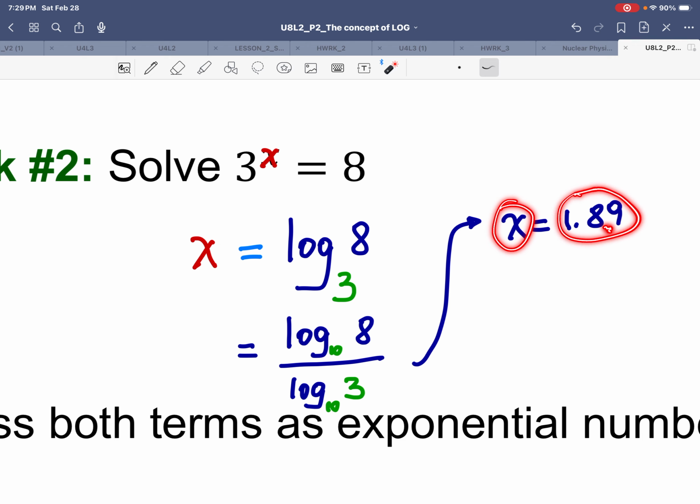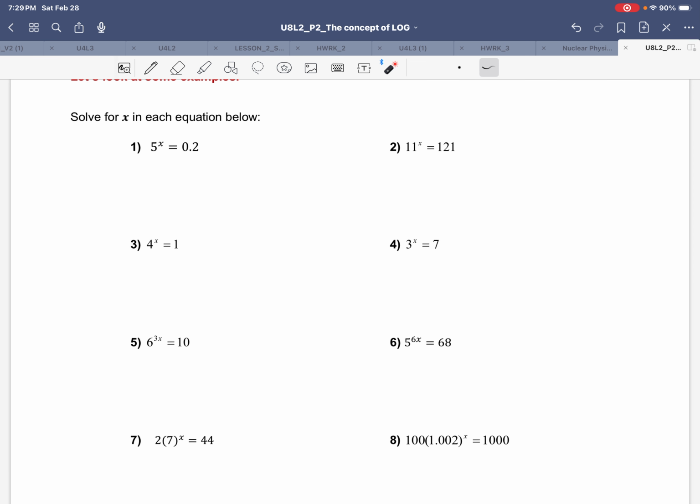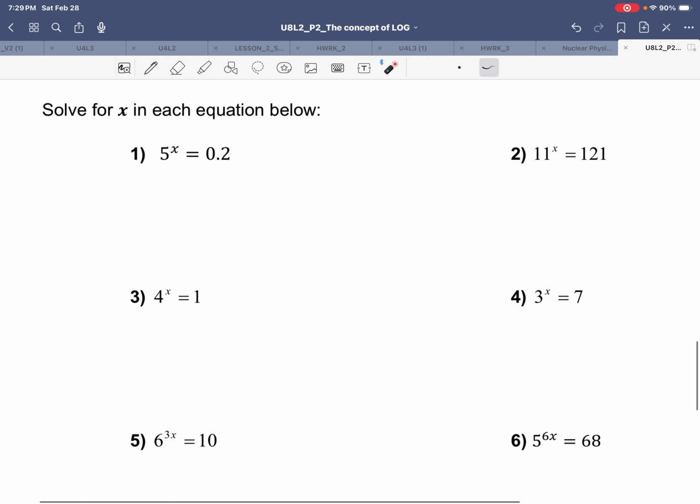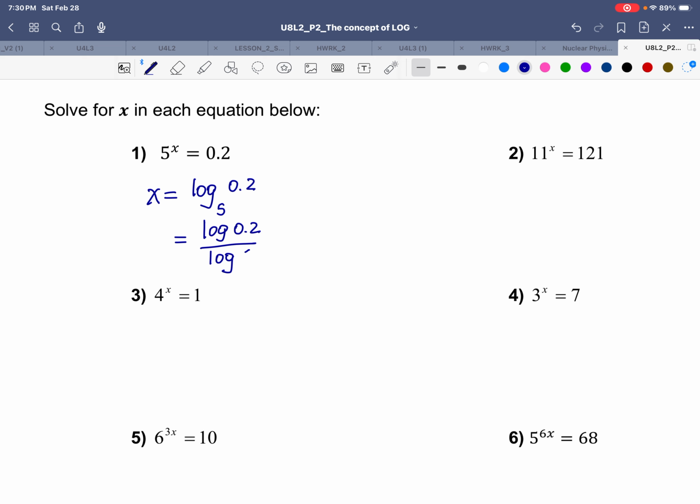So you have a set of exercises here that you can try on your own, and I encourage you to try them on your own. I'm just going to do a couple of them together here. So we have 5 to the power of x equals 0.2. We're going to say that x is the exponent or the log we must give to base 5 in order to obtain 0.2. That would be equal to log of 0.2 divided by log of 5. Now, log of 0.2 over log of 5 would be equal to -1, as a matter of fact.